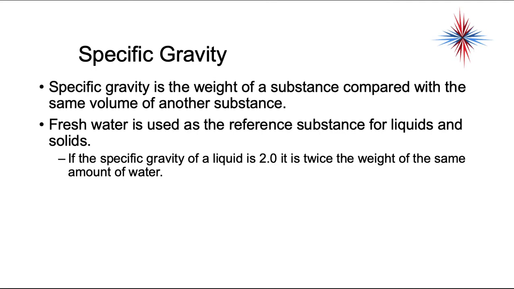Specific gravity is the weight of a substance compared with the same volume of another substance. Fresh water is used as the reference substance for liquids and solids. So if a specific gravity of a liquid is 2.0, it is twice the weight of the same amount of water.